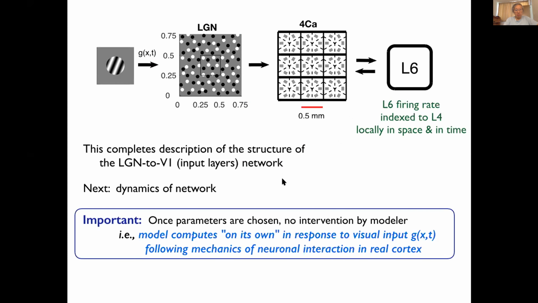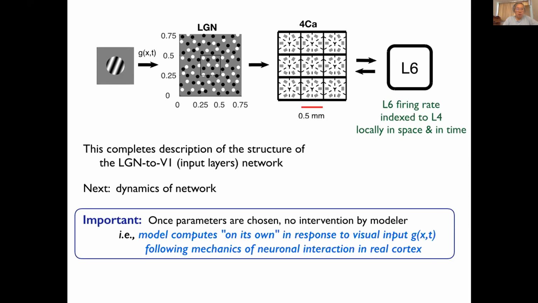And next I'm going to talk about dynamics. But before I get into that, I want to say that once the parameters are chosen, I'm not allowed, the modeler, in other words, me, I'm not allowed to touch the model. Once this input goes in, the model will compute on its own. LGN integrates all these things, sends to V1. The neurons here interact with layer 6, and layer 6 comes back like that. The model is going to compute on its own, and it's going to follow the mechanics of neuronal interaction in the real cortex as far as we know.